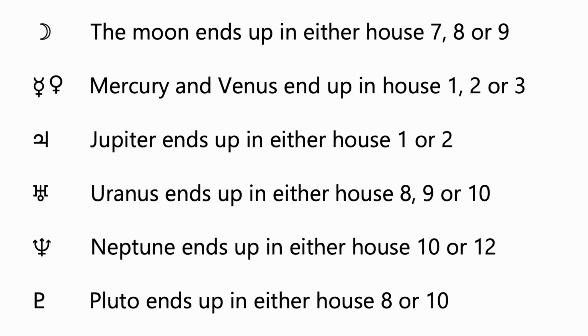Jupiter ends up in either house 1 or 2. Uranus ends up in either house 8, 9 or 10. Neptune ends up in either house 10 or 12. Pluto ends up in either house 8 or 10. So, if this Ann Lager would visit 3 different astrologers, they may interpret her personality in completely different ways. Please go back to the previous images and check this yourself.